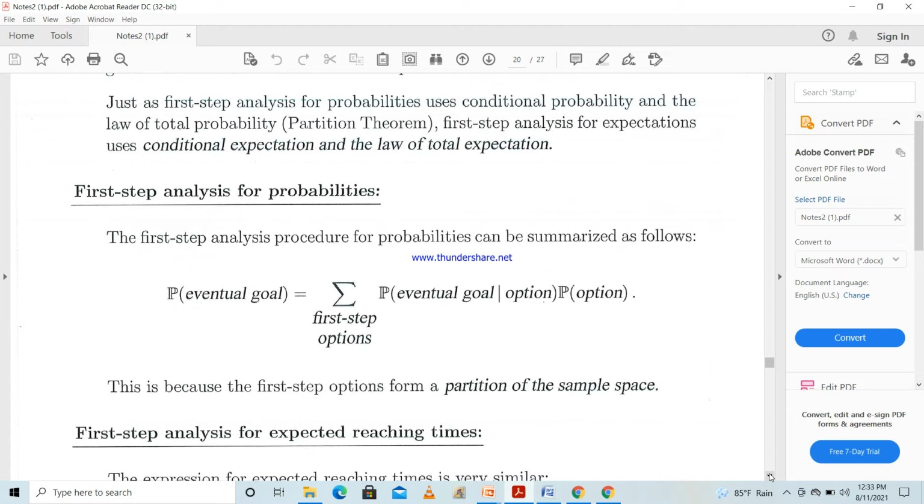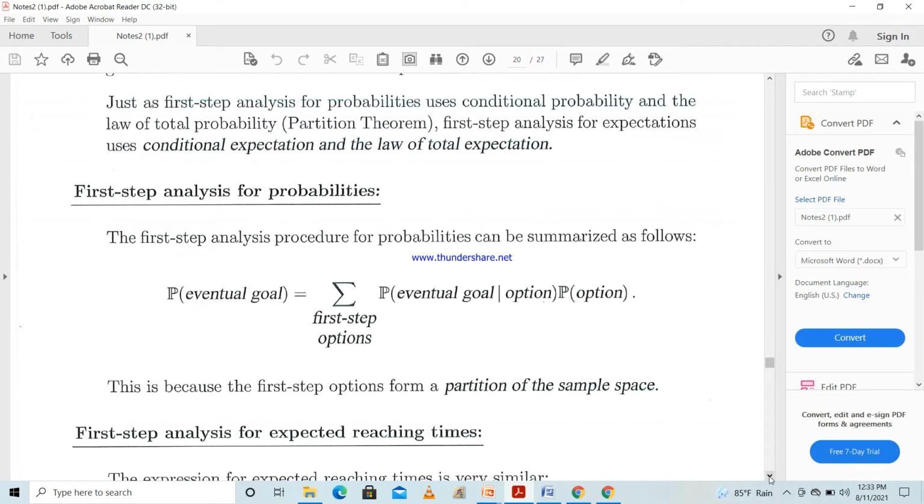How did we apply the first step analysis? We were looking for the possible first steps, or the possible options, that we can take, given that we are in a particular state. We had to calculate the probability of reaching that eventual goal, given that we are in, let's say, option number 1, and then multiply that by the probability of option number 1. Likewise, we consider all the options and take the summation.